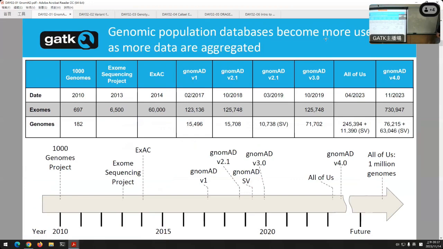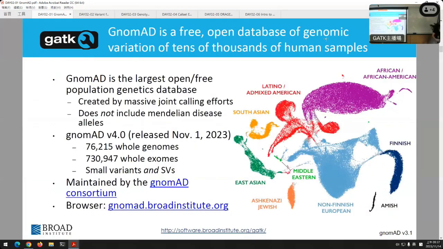So earlier this year, both the All of Us research program and gnomAD released new versions of their call sets. And All of Us is now at almost 250,000 genomes with structural variant calls on about 10,000 of those. And gnomAD, well, we'll get to that here.